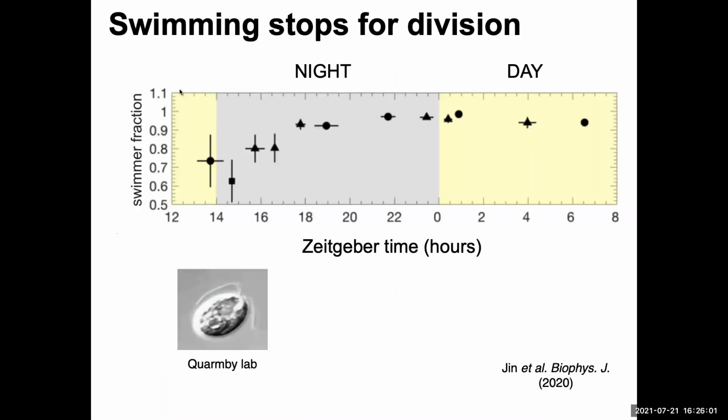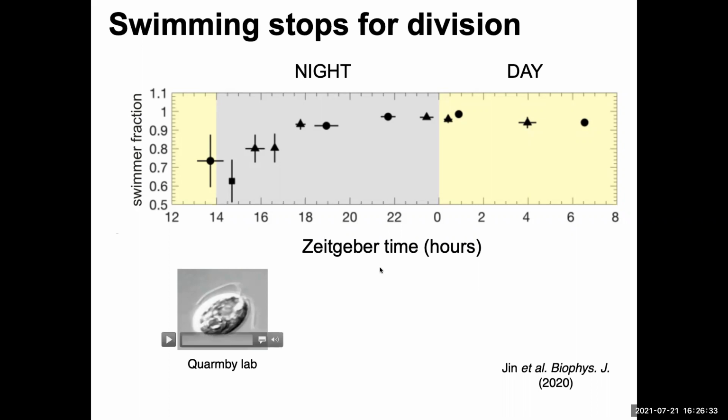So this is a plot of the swimmer fraction as a function of the time in the day-night cycle. And I want you to consider that this plot is periodic. As you go out in the day here, you come back at the beginning here. And so you can see that the swimming fraction is constant during the day, and then it falls just before nighttime, and then it goes up again.